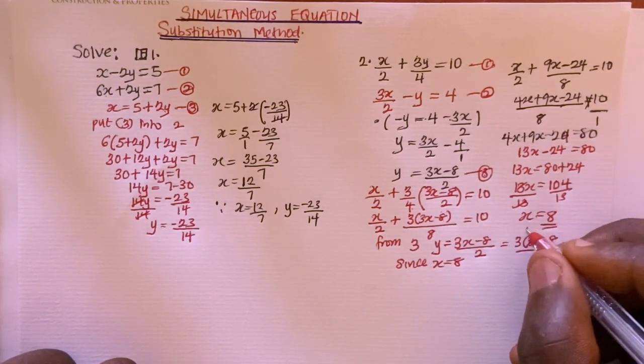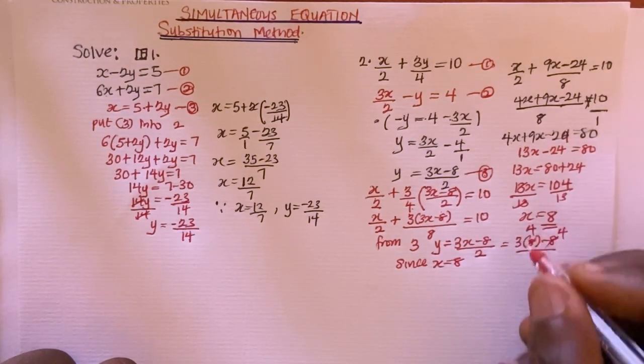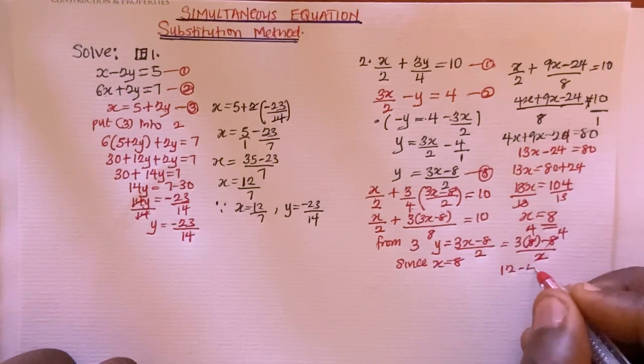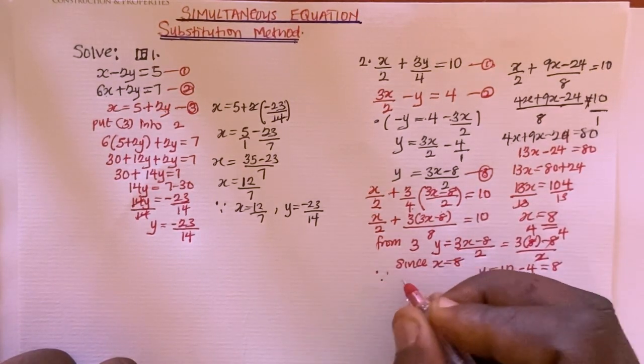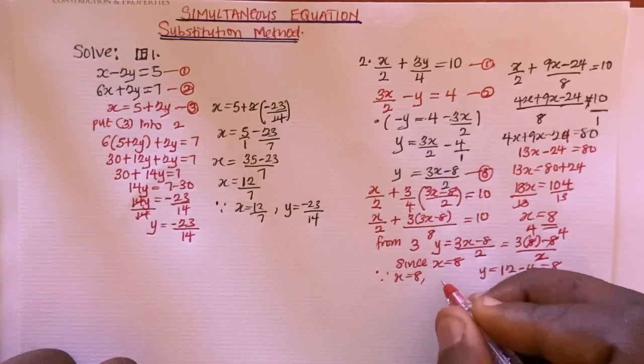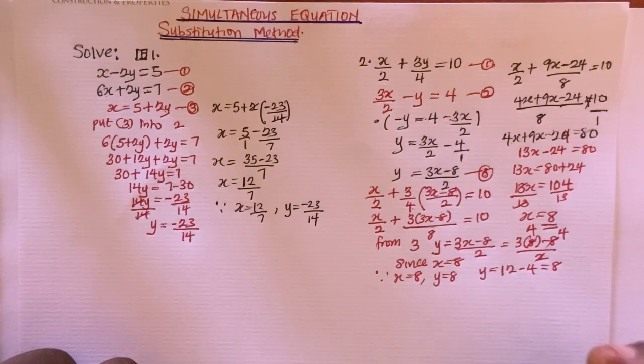Exactly. So in this case, I can simply say 2 goes into 8 four times. 2 goes into the other 8 also four times. So 3 multiplied by 4 is 12, minus 4, which is equal to 8. So y is also 8. Therefore, we can say x is equal to 8 when y is equal to 8, or y equals 8 when x equals 8. So that's it.